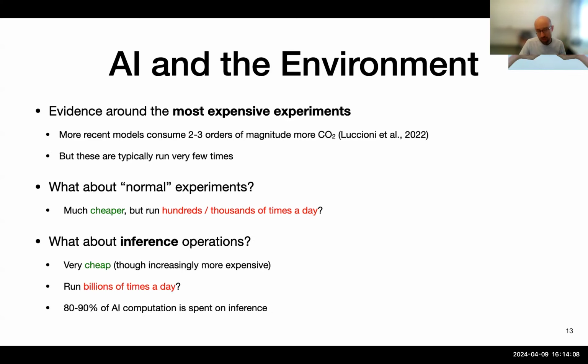And perhaps most importantly, what about inference operations? Inference is very, very cheap, though becoming increasingly more expensive, but maybe it's run billions of times a day or even more. Think about AI operations that are running in every Google search that you make, or every Facebook or Twitter post, or every TikTok video that you upload. These are very, very frequent operations, and AI is becoming more and more dominant in all of these operations. And indeed, there are some estimates that say that AI computation is mostly composed of inference. Some maybe talk about even 80 or 90% of the AI computation being spent on that.